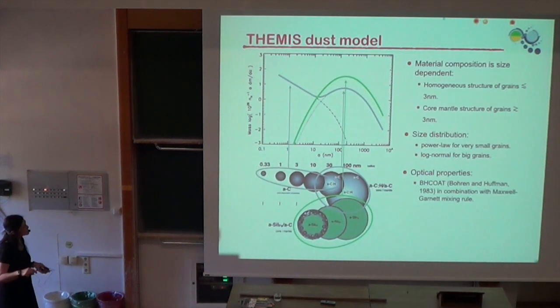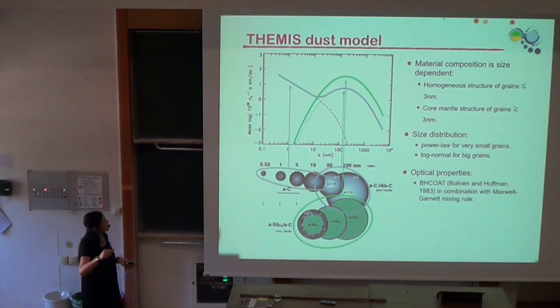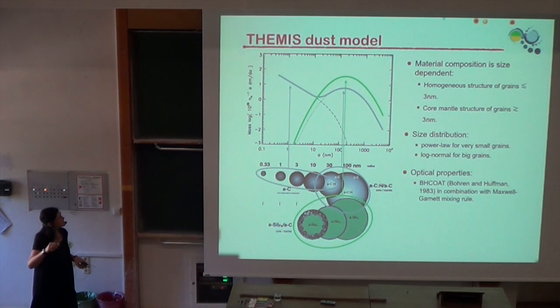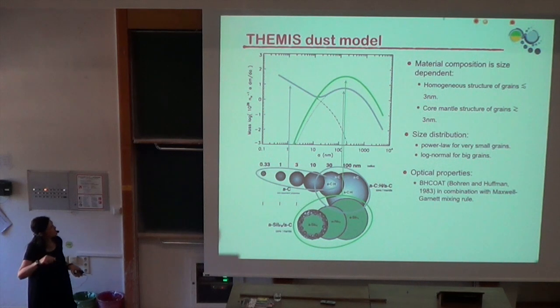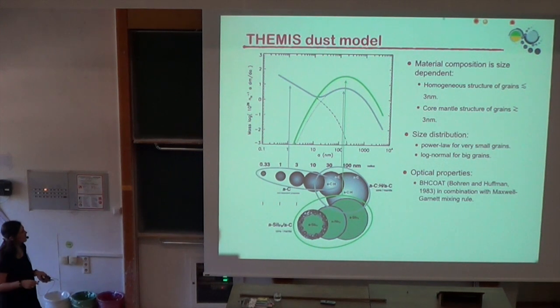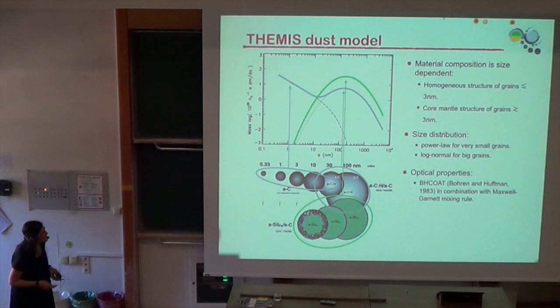This is the size distribution we assume. For the silicates, we have a log-normal distribution with a maximum at around 100 nanometers. For the small carbonaceous grains, we assume a log-normal, which goes into a power law for the larger grains, which then goes into a log-normal distribution. And I think the rest I said already before.